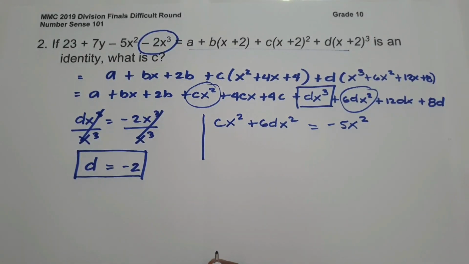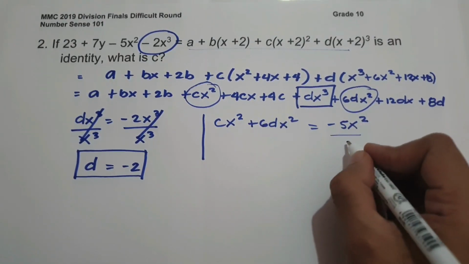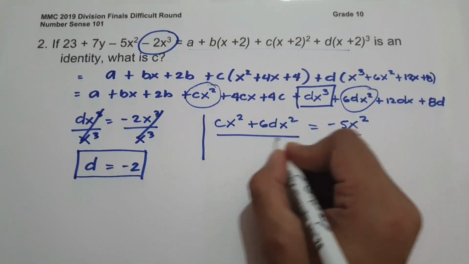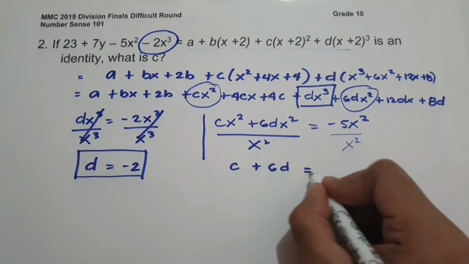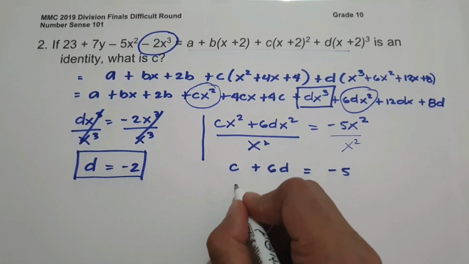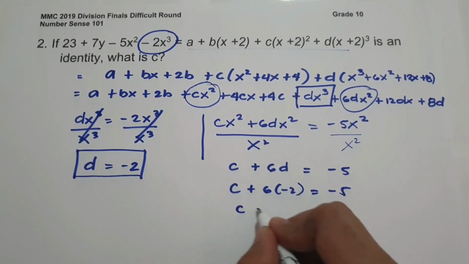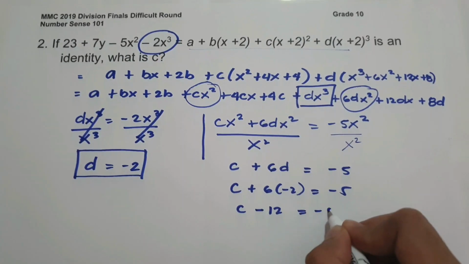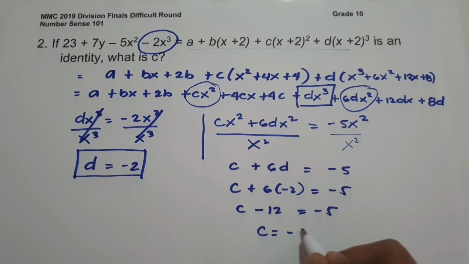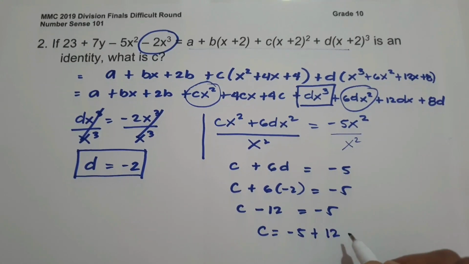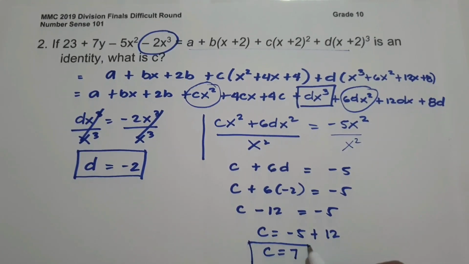So this will be the value of d. And then let us find the value of c. So let us divide both sides by x squared. So this will be c plus 6d equals negative 5. So the value of d is negative 2, so c plus 6 times negative 2 equals negative 5. So c minus 12 equals negative 5. So let us move negative 12 to the side of negative 5. So c is negative 5 plus 12. So the value of c is 7. So this will be our answer.